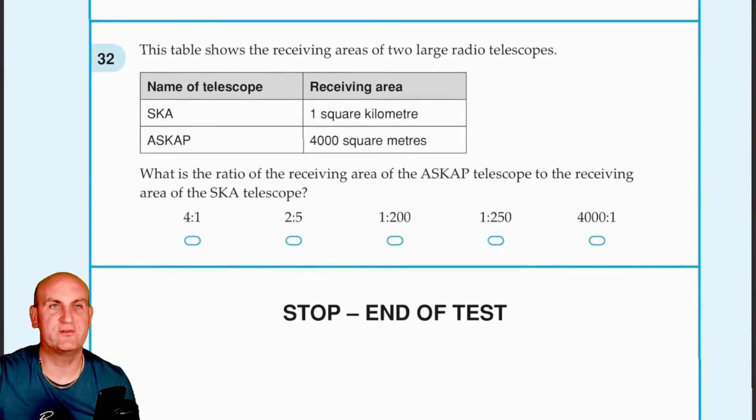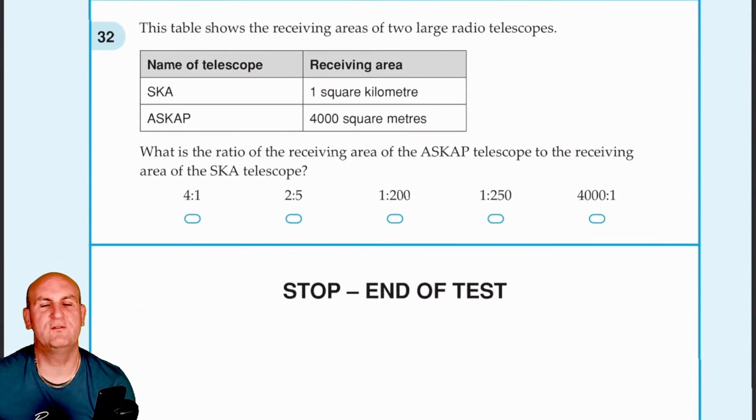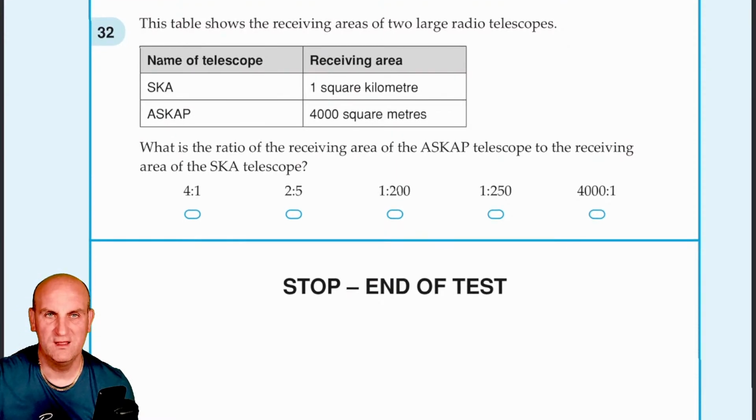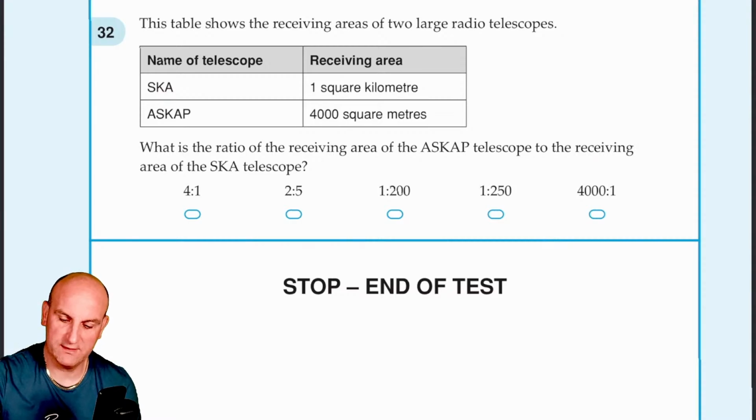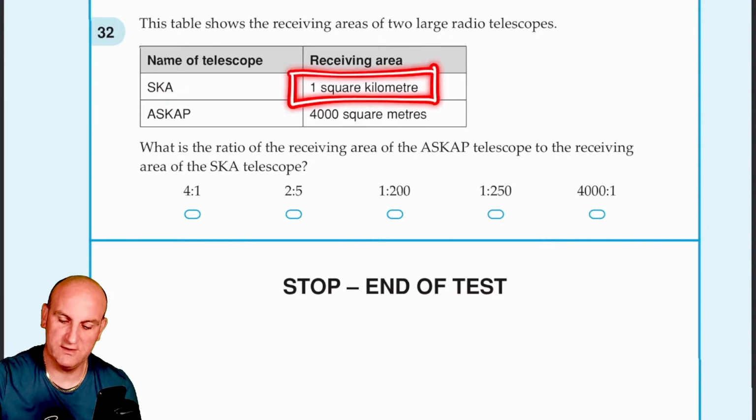This table shows, oh, there we go, that's nice. It actually says end of test. This table shows the receiving areas of 2 large radio telescopes. What is the ratio of the receiving area of the ASKAP telescope to the receiving area of the SKA telescope? All right, here we go again. So first things first, it's a bit of a trick. They're trying to trick you because we've got different units. We've got square kilometers and we've got square meters. So I'm going to change my square kilometers into square meters.